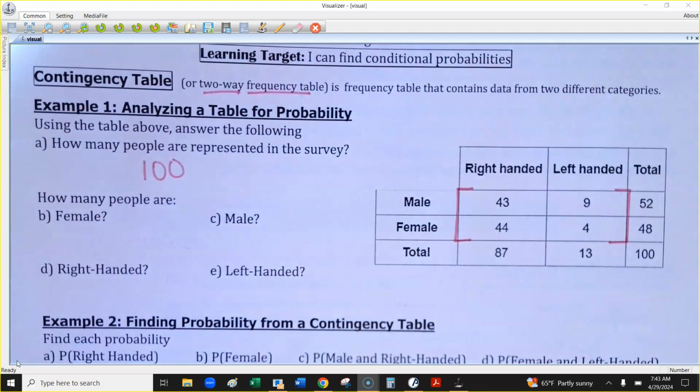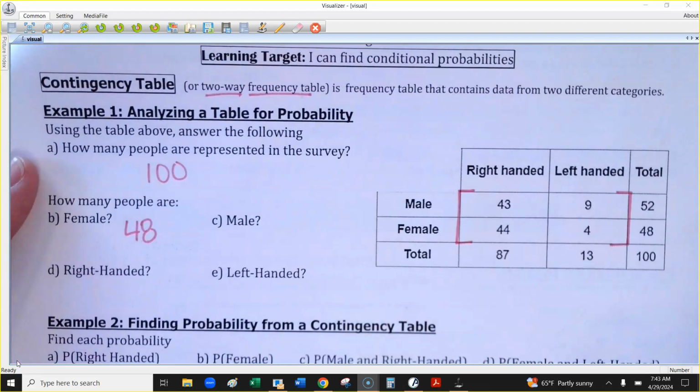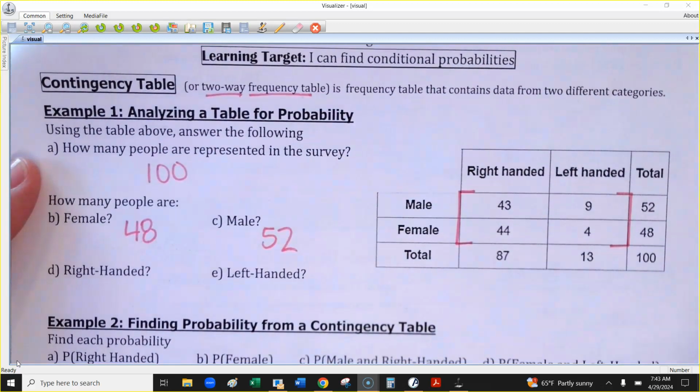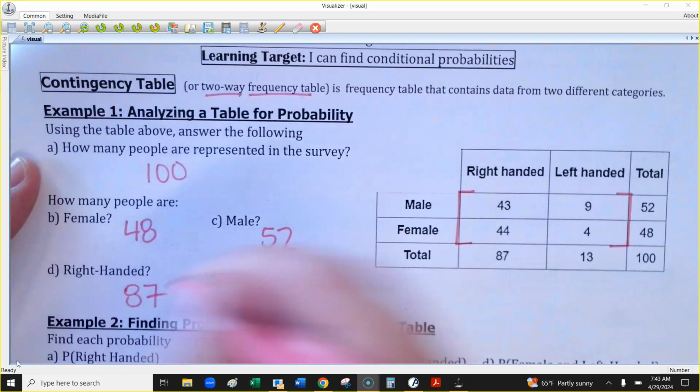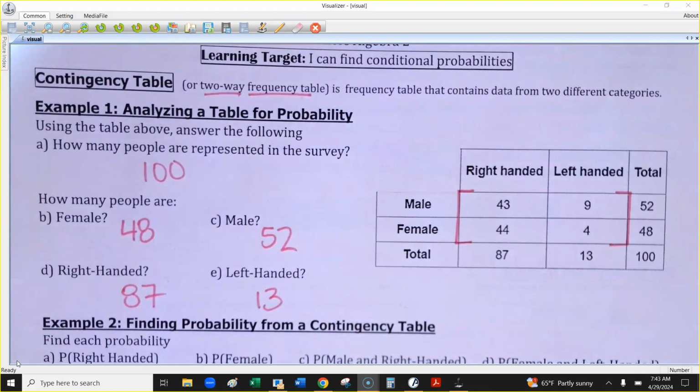Okay, how many people in this table would you say are female? Yes, ma'am. All right, how many are guys in this table? 52. All right, is it making sense? How many people are right-handed? And how many people are left-handed? Okay, perfect. All right, so if you can read the table, you can do these probabilities.